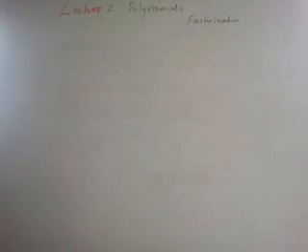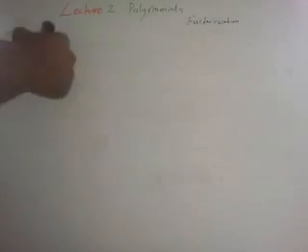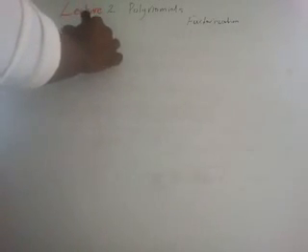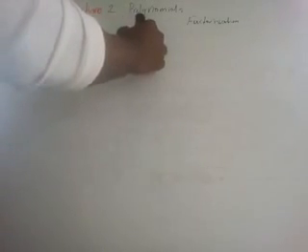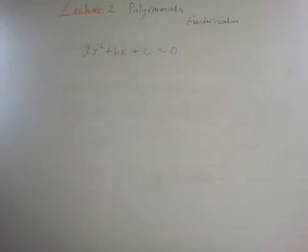Welcome to lecture 2, and we're going to focus on polynomials from quadratic to polynomials of the third degree. Now let us first start off by focusing on equations of the form ax squared plus bx plus c equals 0. Now this is called a quadratic equation.